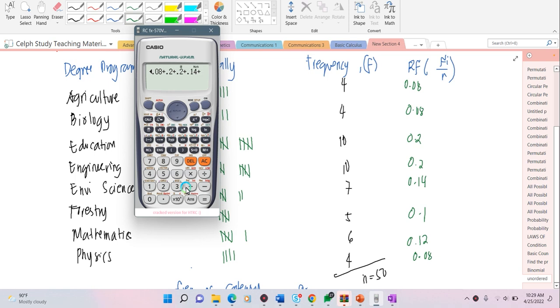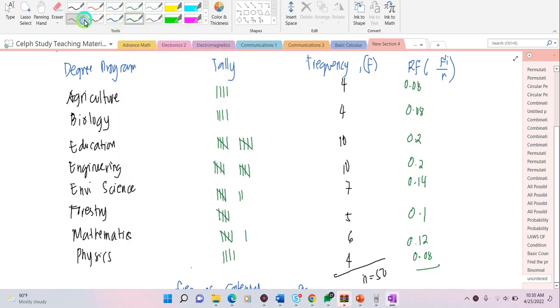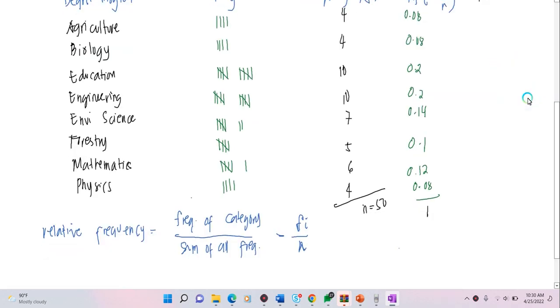Okay, so let us try to sum. If this is 0.08, so we have plus 0.08 plus 0.2 plus 0.2, so plus 0.14 plus 0.1 plus. So your answer total should be equal to 1.